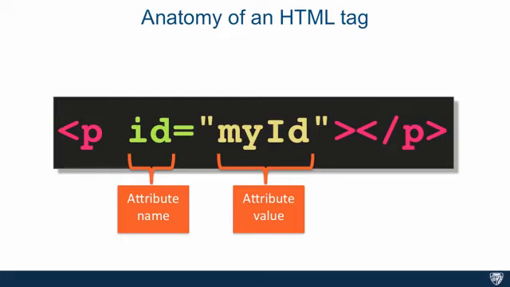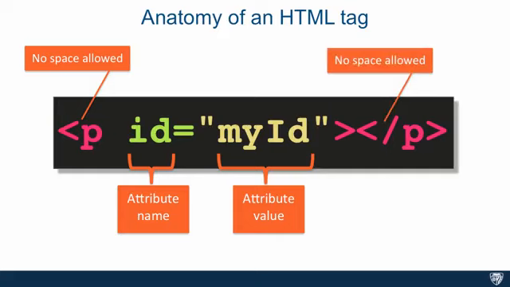Now let me go over some of the basic spacing rules. No space is allowed to exist between the opening bracket and the tag name. And likewise, space is not allowed between the opening bracket and the slash of the closing tag. However, you must have at least one space between the tag itself and any of its attributes. And space is allowed everywhere else and is simply ignored.